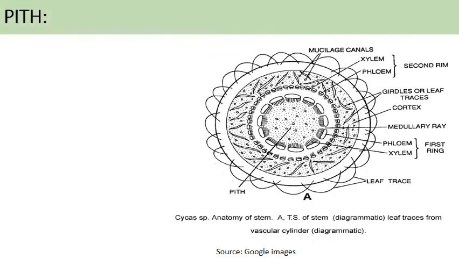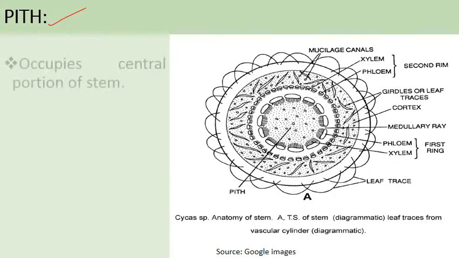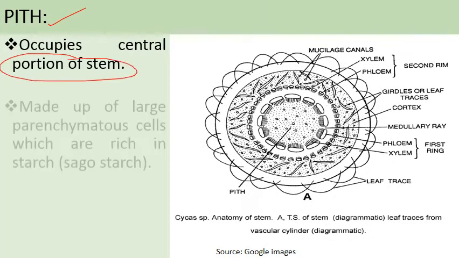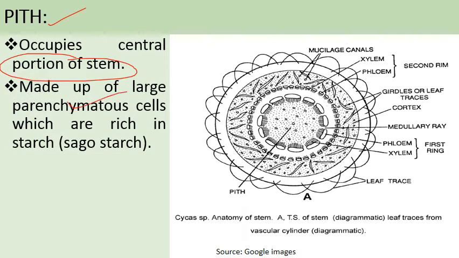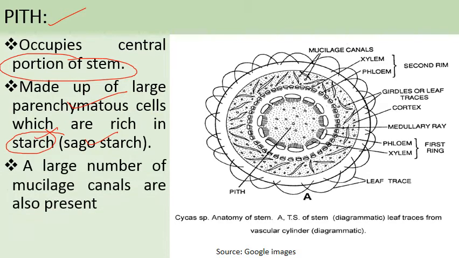Next comes pith. It is the central region of the stem. It occupies the central portion of the stem and is made up of a large number of parenchymatous cells, which are rich in starch, a starch storing tissue, sago starch. A large number of mucilage canals are also present in the pith. So this central portion is pith. It is occupied by these cells, and these cells store starch and mucilage.